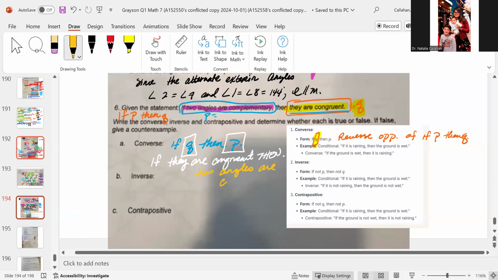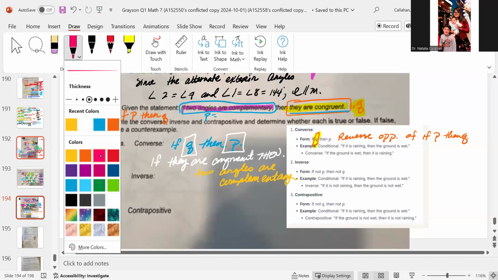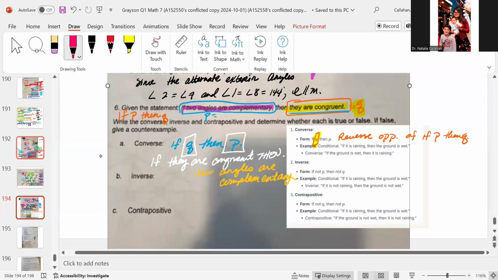Angles are complementary. You've got to get the P and the Q correct. Do you understand? And determine if each is true or false. Okay. So if they are congruent, then they are complementary. Is that true or false?